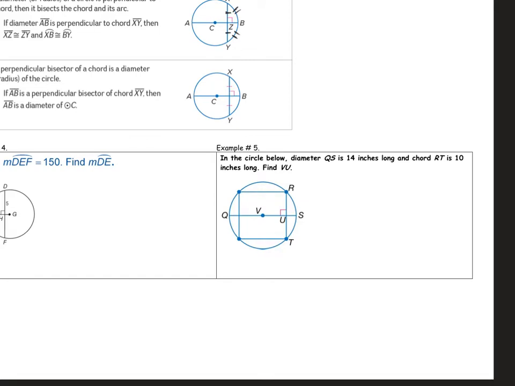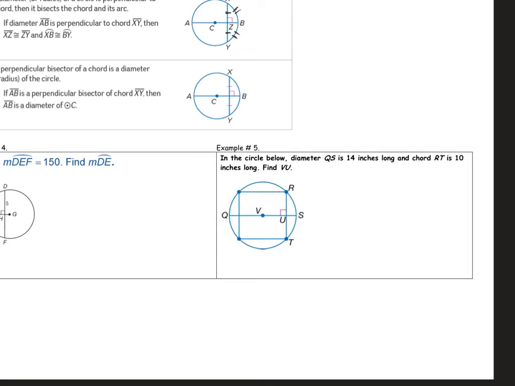The perpendicular bisector of a chord is a diameter or radius of the circle. So if I know that AB is a perpendicular bisector of chord XY, then I know that AB is the diameter of circle C. That's the only way that that would happen. So let's take a look at two examples here.